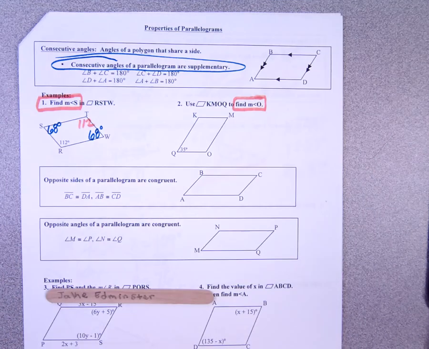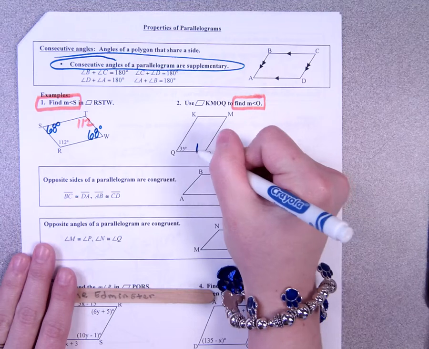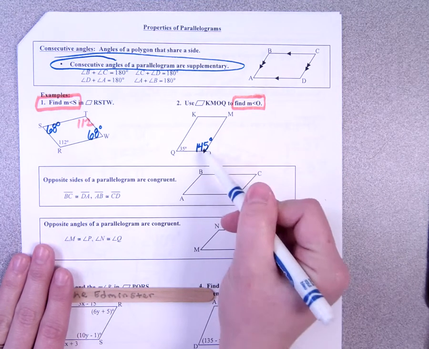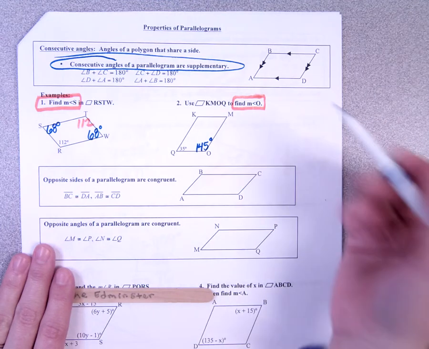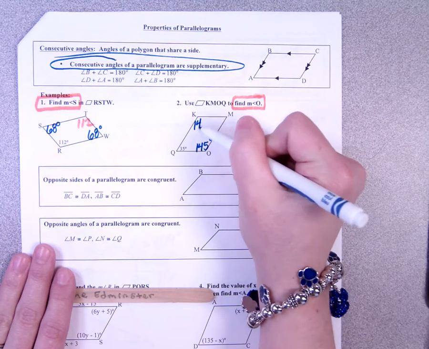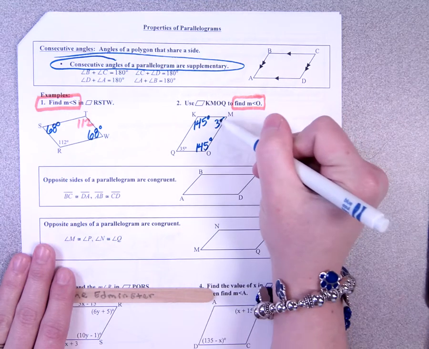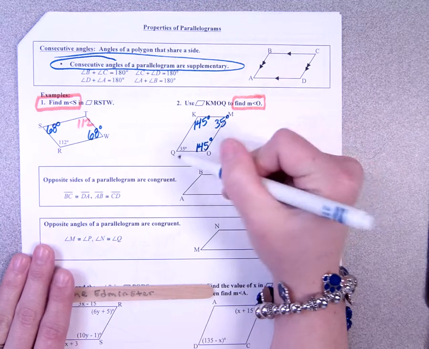Okay, and then number 2 goes to Natalie. What'd you get for the measure of angle O? 145. Good. Q and O are consecutive angles, so that means that they're supplementary. Can you guys tell me what angle K is? 145. It's opposite with O, so they're congruent. And how about M? 35. It's opposite with Q, so those are congruent.